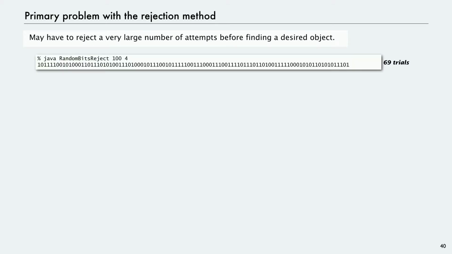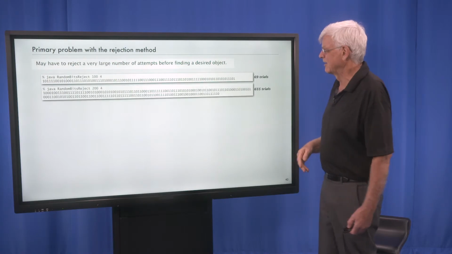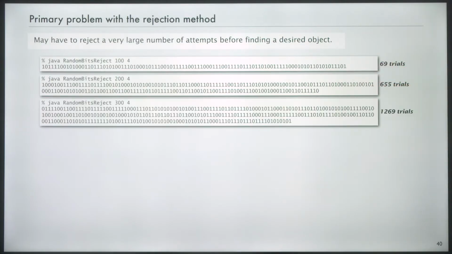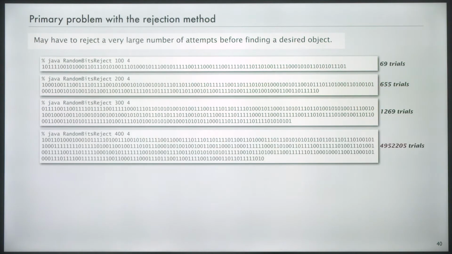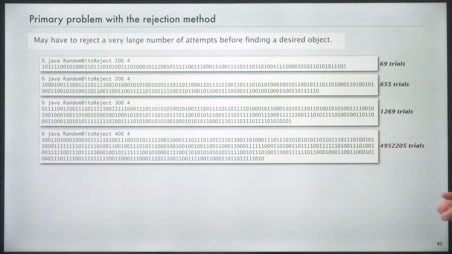Here's, say, strings of length 100 with no occurrence of 4 consecutive zeros. 69 trials, we get one. That's nice. If we go for 200, it's 600 trials. If we go for 300, it's 1,200 trials, still pretty good. But then in this case, it's 5 million trials to find a string of length 400 with no occurrence of 4 consecutive zeros.